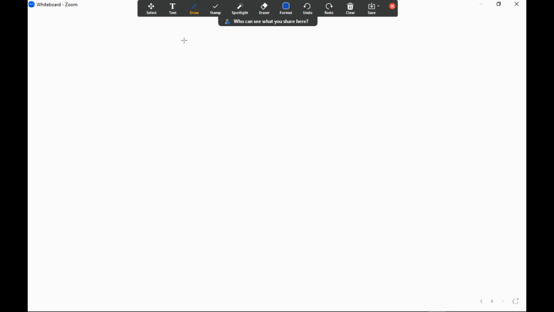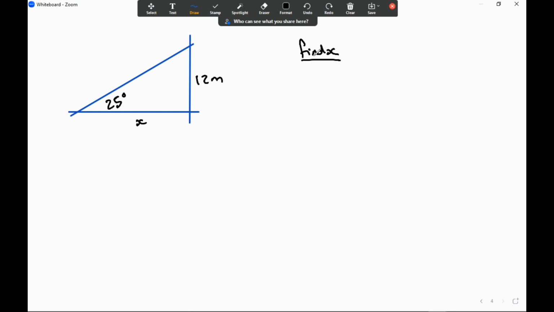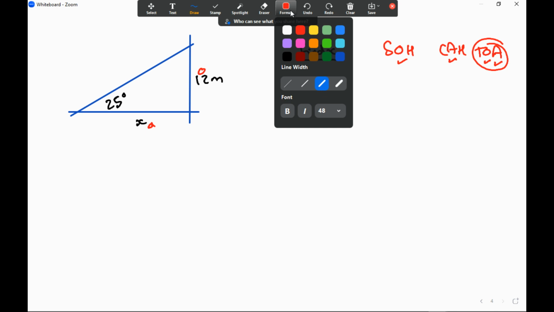All right, let's try now another one. In this example, I am going to give you the angle to be 25 degrees, and I'm going to tell you this side is 12 meters, but I want you to find x. We start with the same part. We say SOH, CAH, and TOA. We've got to decide which one to use. So we've got opposite, and we don't know the adjacent, but we're still going to take it off. So I've got an unknown adjacent, and I've got the opposite, so I'm going to use tan.